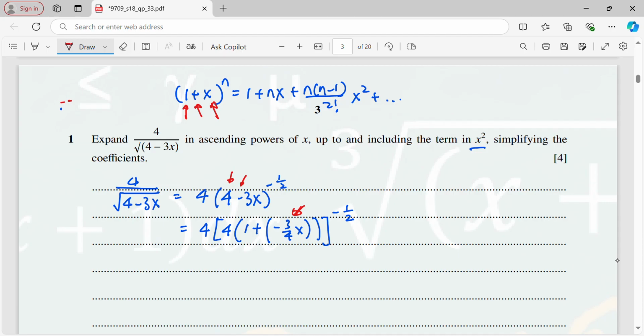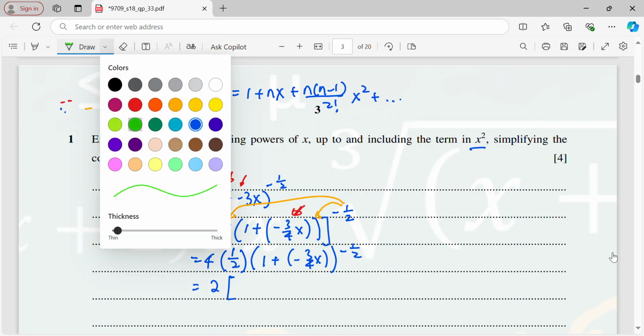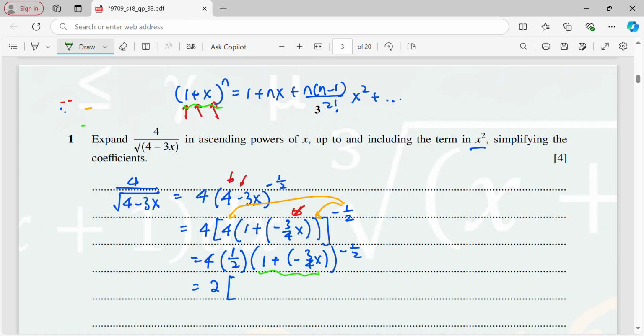Okay, and don't forget, we need to bring in the degree. So this negative half will be brought into the expansion and also brought into the 4. So then I will be getting 4 times 4 to the degree negative of half, that is going to be 1 over 2. Okay, then I will be getting 1 plus negative 3 over 4x, then with degree of negative half. Then from here, 4 times half, you will be getting 2. And now, for this expansion, you can just directly apply this formula.